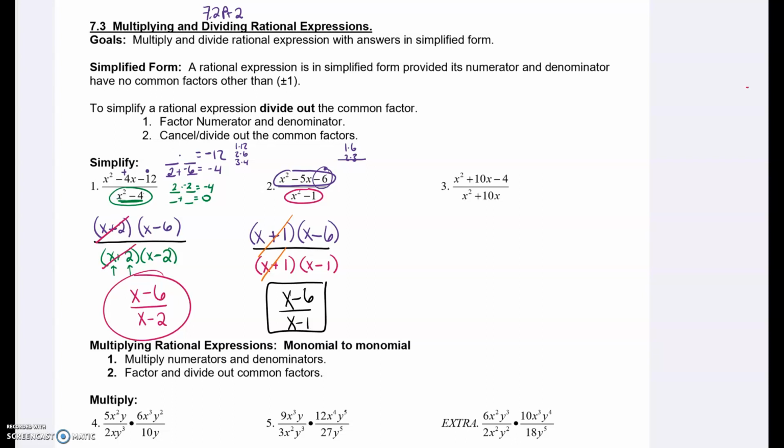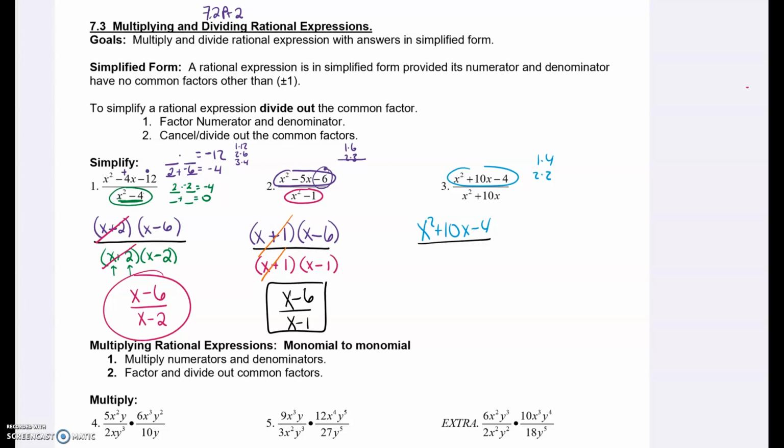Okay, number 3 is a little bit different. If I factor the top, I'm looking for two numbers that multiply to give me negative 4. That's just 1 times 4 and 2 times 2. And add up to give me 10. That's not possible. The top cannot be factored. So the top is going to stay x squared plus 10x minus 4. I honestly can't remember if that's a typo or if I meant to show you one that can't factor.